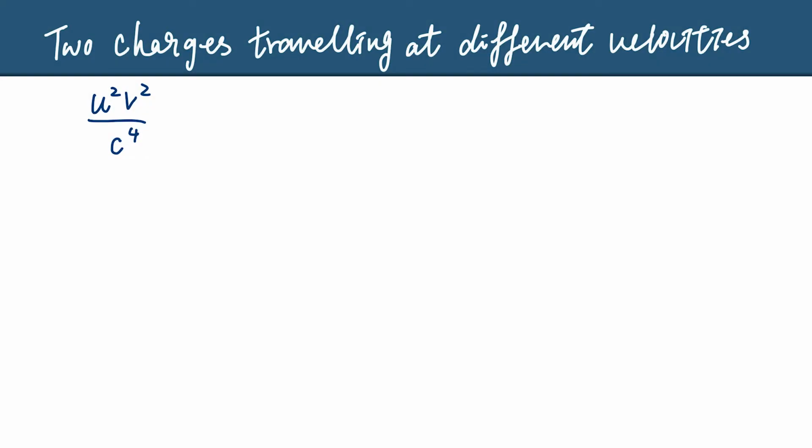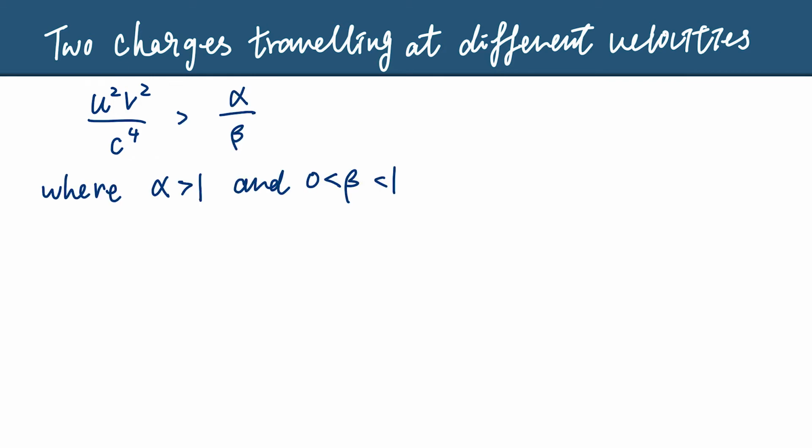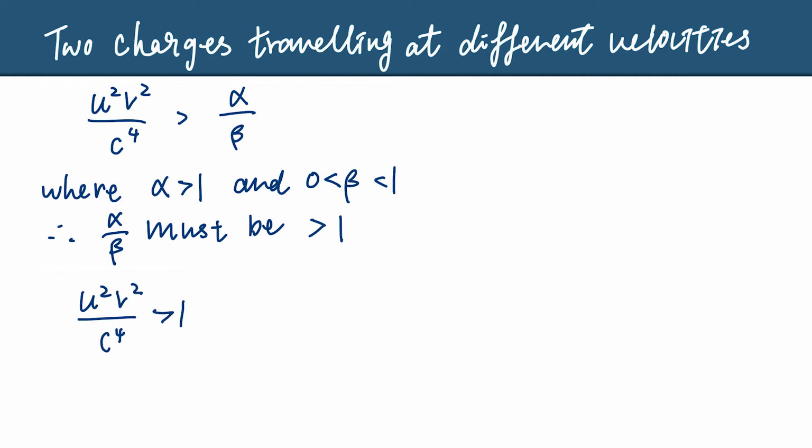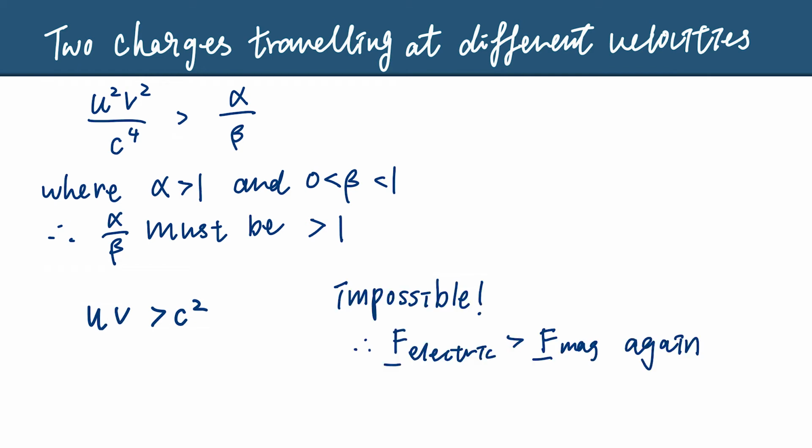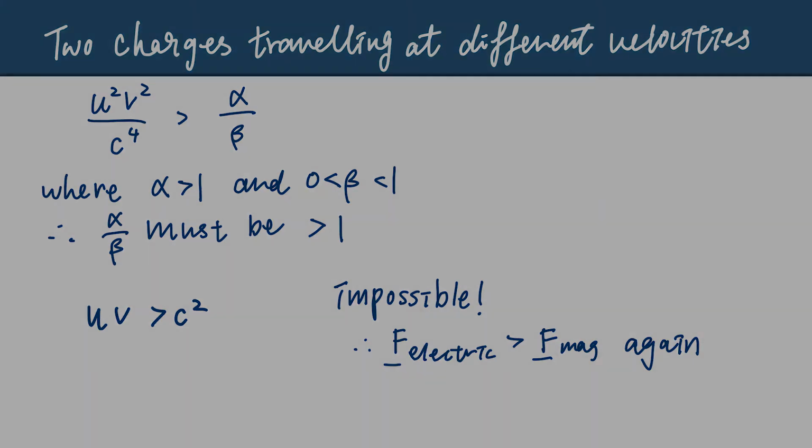Our final, simplified expression is of the form u squared times v squared over c to the fourth is greater than alpha over beta. Since alpha is greater than 1, and beta is between 0 and 1, then the ratio alpha over beta must be greater than 1, which leaves us with u squared v squared over c to the fourth is greater than 1, or in other words, u times v is greater than c squared, which means that either u or v is greater than or equal to c, once again an impossibility. Therefore, the electric force must be greater than the magnetic force, even in the most general case.